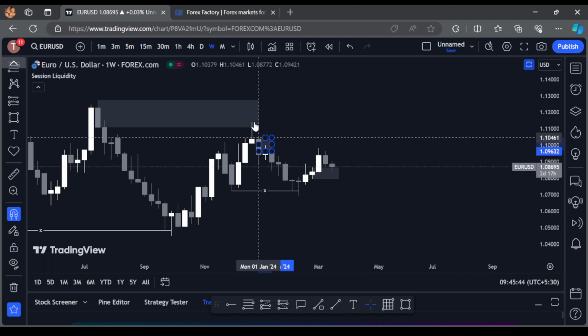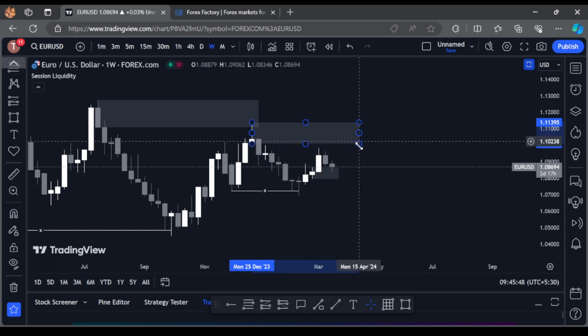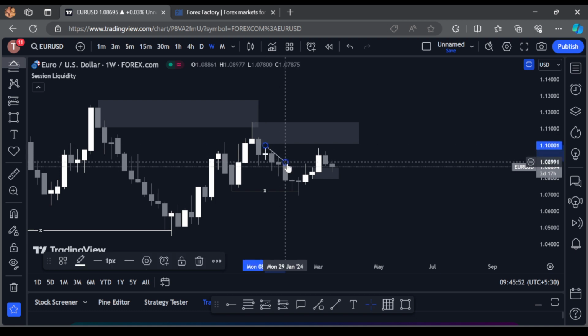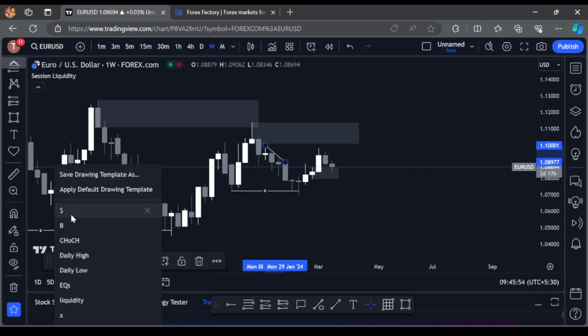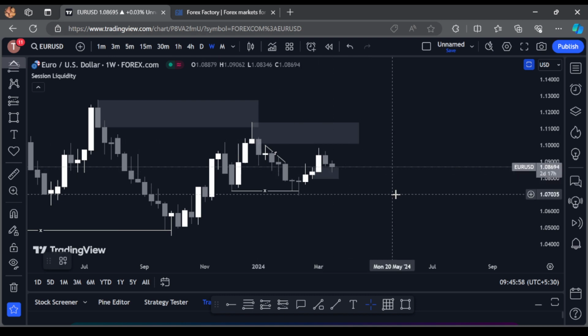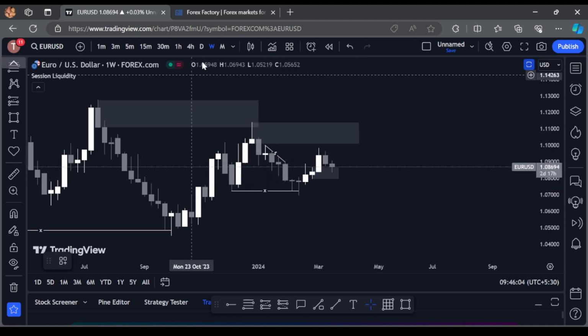And why only this candle? Because this candle is unmitigated by the market and we are having accumulated liquidity right below this unmitigated candle. So I am anticipating the price to move into the upside direction, taking all these equal highs.